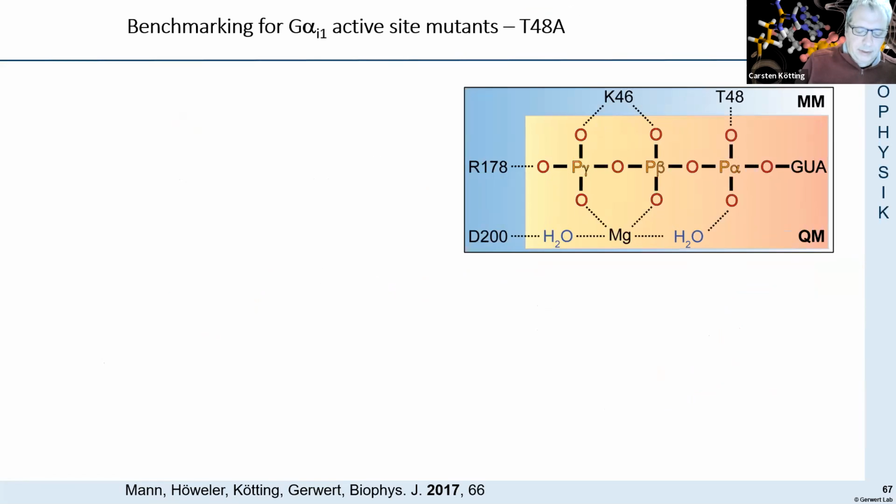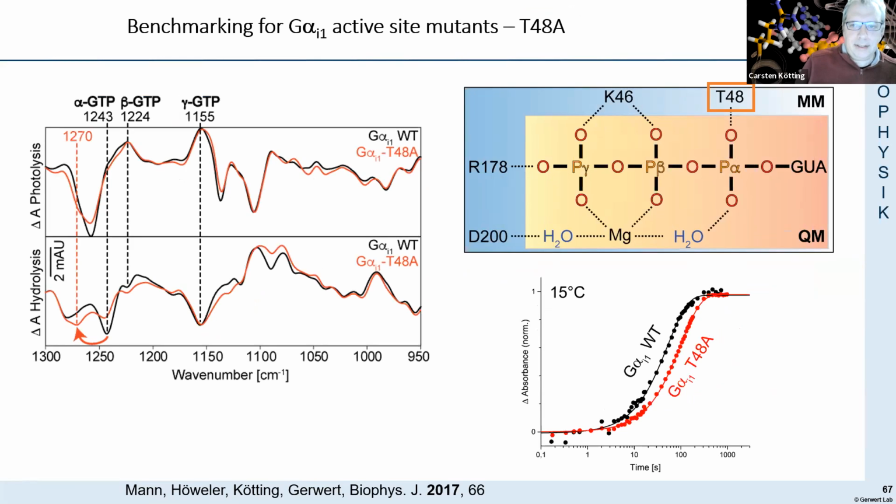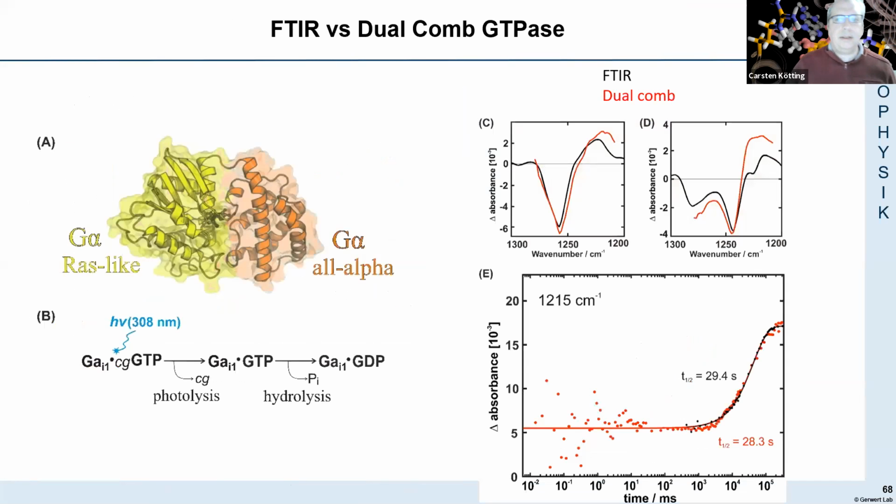Then we looked at threonine 48, which has a hydrogen bond to the alpha phosphate. Now beta and gamma are not changed, but we have a blue shift of the alpha phosphate band at 1243. And this is exactly the position where we also had the laser, the dual comb laser, for our experiments. So let's look at this vibration.